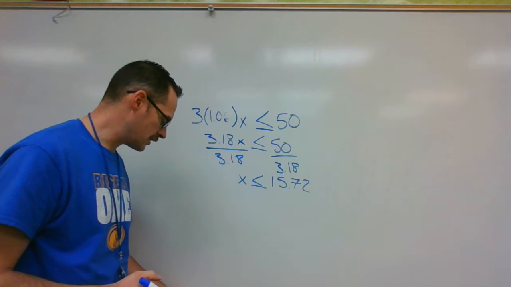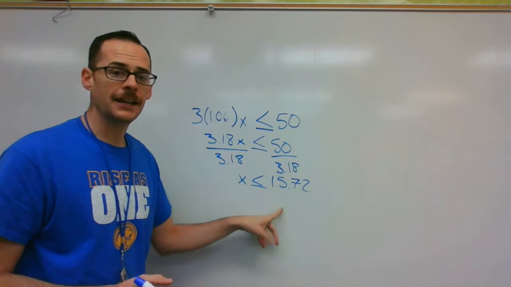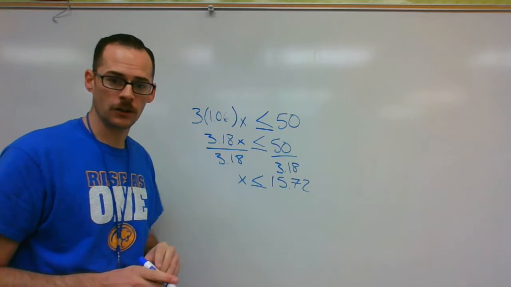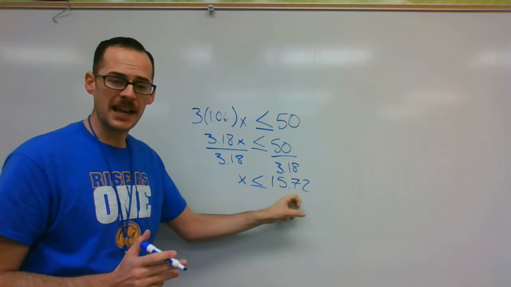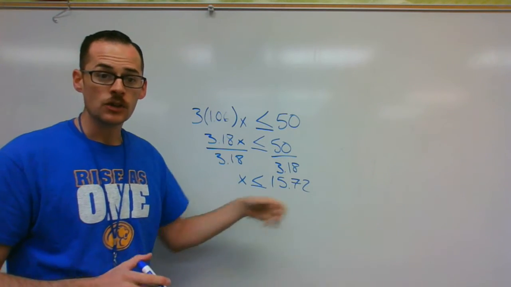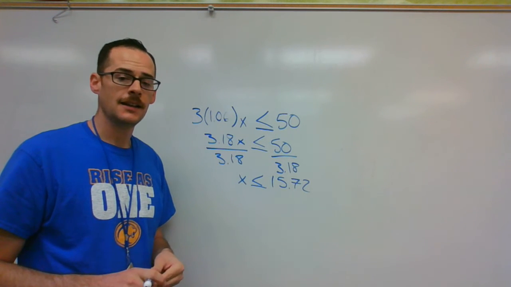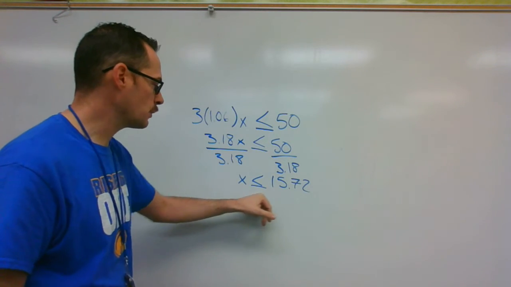But if I bought 16 boxes, I would be exceeding that amount. I can't buy 16 boxes because that would be over my $50. Okay. But I also can't buy a partial box. So the most boxes of cookies I can get is 15 boxes of cookies. Okay. So that's what that means.